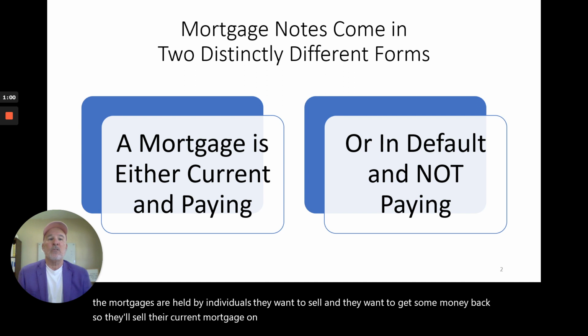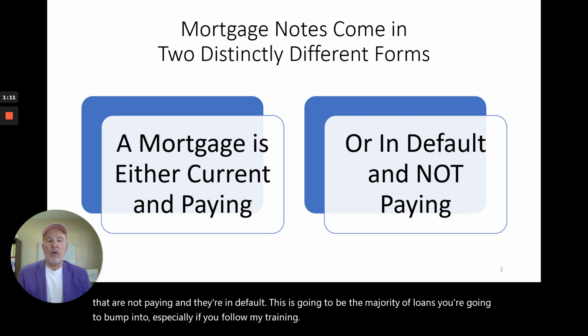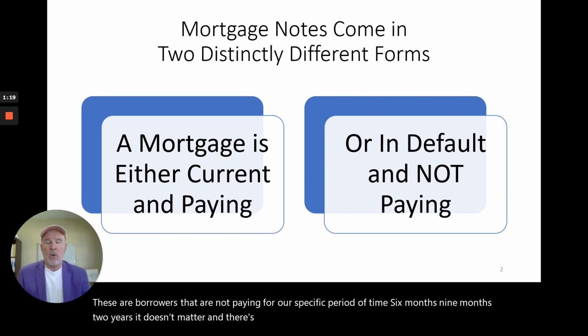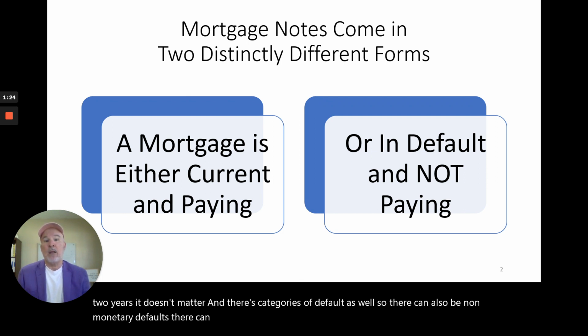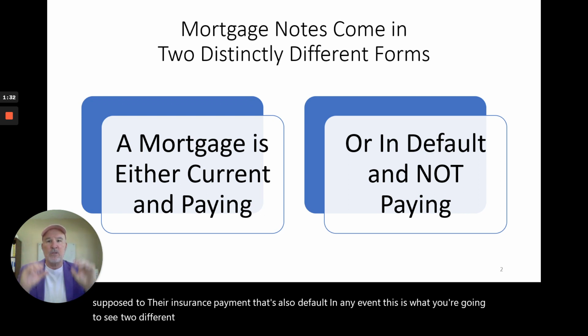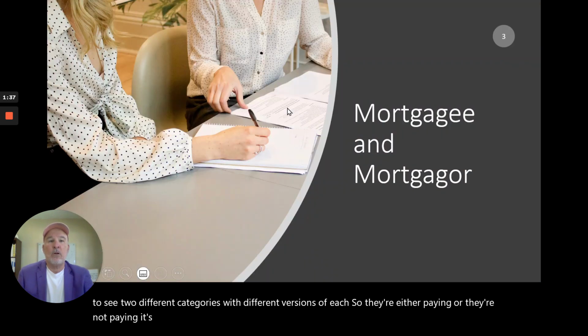On the other hand, there's mortgages that are not paying and they're in default. This is going to be the majority of the loans you're going to bump into, especially if you follow my training. These are borrowers that are not paying for a specific period of time, 6 months, 9 months, 2 years, it doesn't matter. And there's categories of default as well. So there can also be non-monetary defaults. They can not be making their tax payment like they're supposed to, or their insurance payment. That's also a default. In any event, this is what you're going to see: two different categories with different versions of each. So they're either paying or they're not paying. It's like you're either pregnant or you're not. You know what I mean?